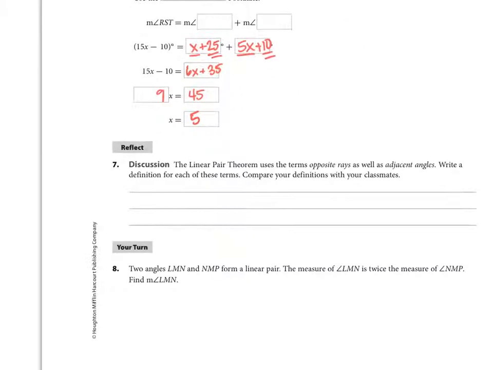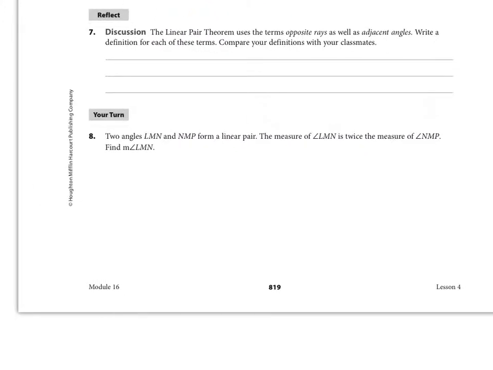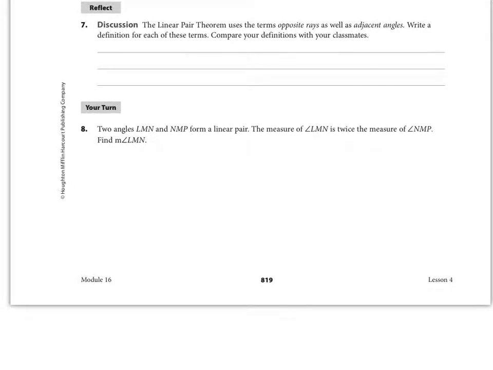So on the your turn down here, I want you to think about how you would go about doing this. I'm going to start off by drawing the picture for you, and then you can pause it and give it a try. So two angles, LMN and the angle NMP, form a linear pair. So linear pair means I'm going to have a straight angle. I'm doing this freehand, so forgive me if it looks a little sloppy.